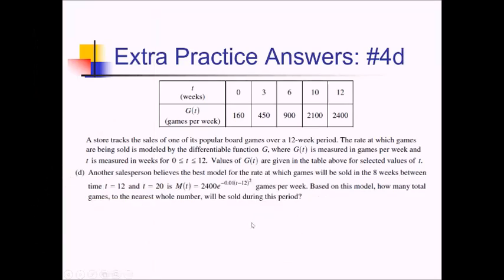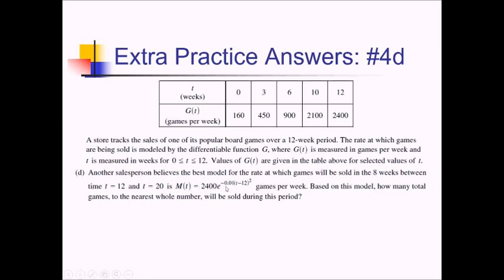For the last part on this problem, another salesperson believes the best model for the rate at which games will be sold in those 8 weeks between times 12 and 20 is this m of t function, which is this crazy-looking exponential quadratic hybrid sort of thing. And this is a function that gives us games per week. So based on this model, we want to know how many total games to the nearest whole number will be sold during this period.